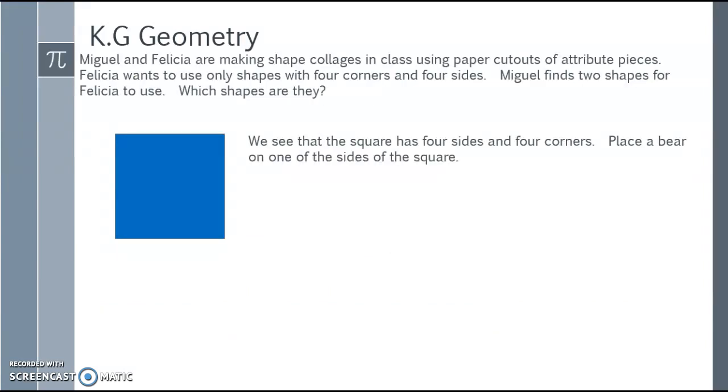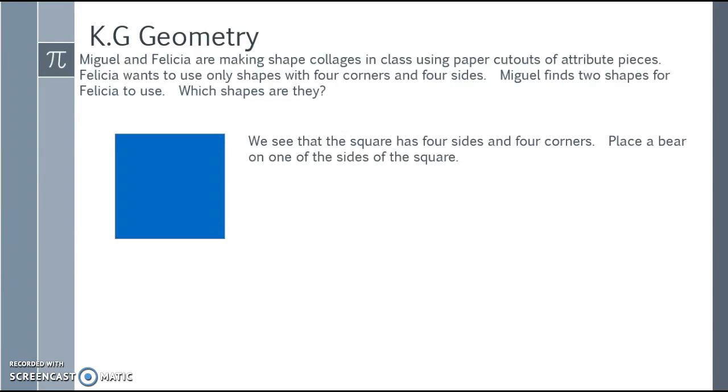Let's say Miguel and Felicia are making shape collages in class using paper cutouts of attribute pieces. Felicia wants to only use shapes with 4 corners and 4 sides. Miguel finds 2 shapes for Felicia to use. What shapes are these? So let's go through this as a class.